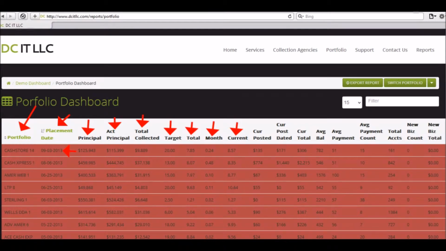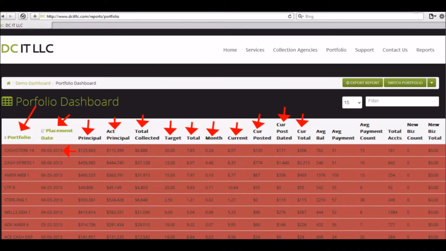Next is the current posted column. This is the current amount of money you have posted for the month you're in. Next is the current post-dated column. This is the current amount of money you have pending for the month you're in. Next is the current total. This is the current posted and pending numbers combined for the month you're in.